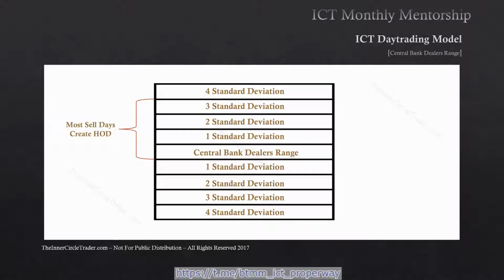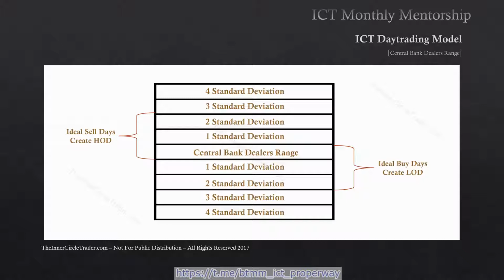Typically, most sell days will create the high of the day from the central bank dealers range up to 3 standard deviations. Most buy days will create the low of the day from the central bank dealers range down to the 3rd standard deviation. Ideally, sell days create the high of the day no more than 2 standard deviations above the central bank dealers range, many times just 1 standard deviation.